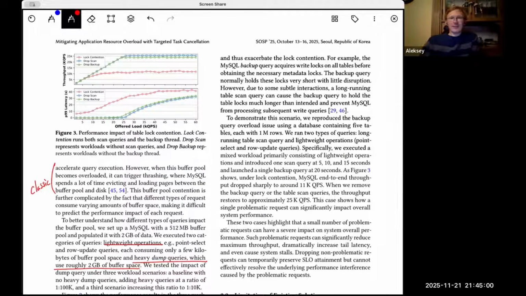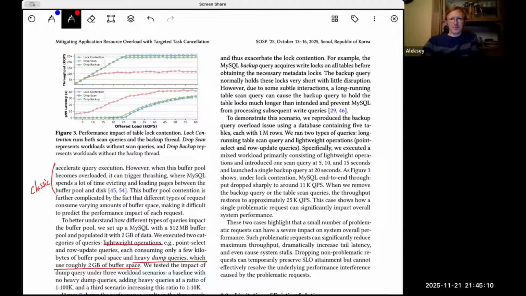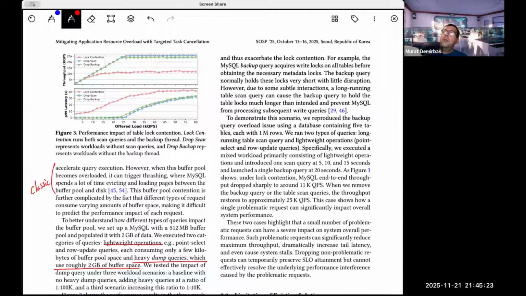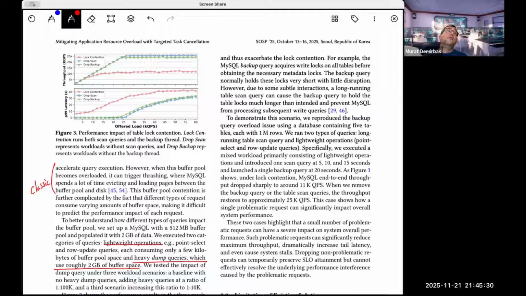Yeah. Well, here is the thing, right? This dump query, by definition, uses all of the resources, because it needs 2 gigabyte of buffer space for a buffer of 512 megabytes. So by definition, it will use all of it. So by definition, there may not be a good time to run this query. Yeah, I guess.